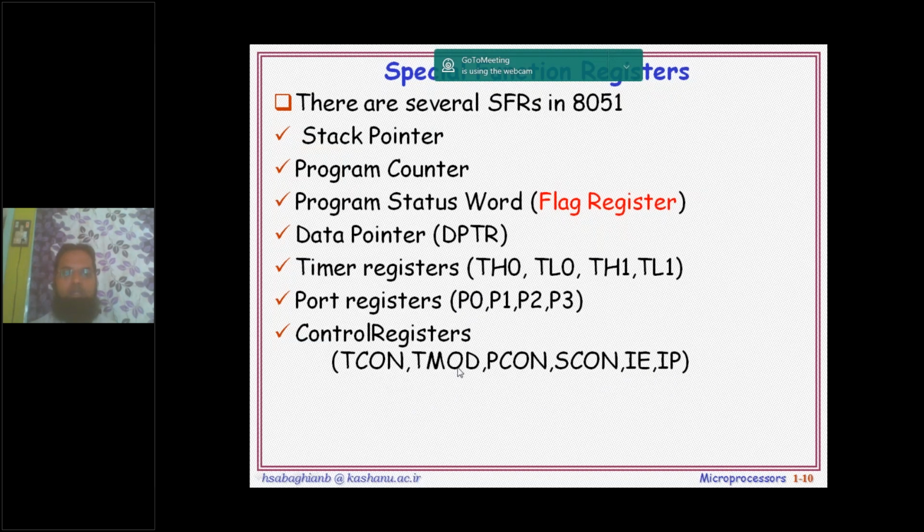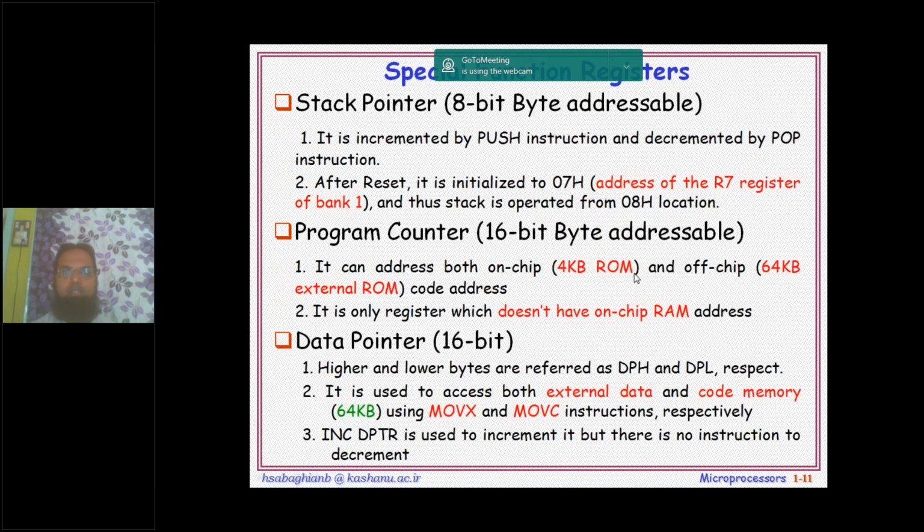TCON means timer control and TMOD means timer mode control. These are the two registers used to handle the timers. The power control register and the serial control register, along with one more register called SBUF, the serial buffer register, are the three registers used to handle serial communication. To handle interrupts, there are two specific registers, the interrupt enable register and the interrupt priority register.